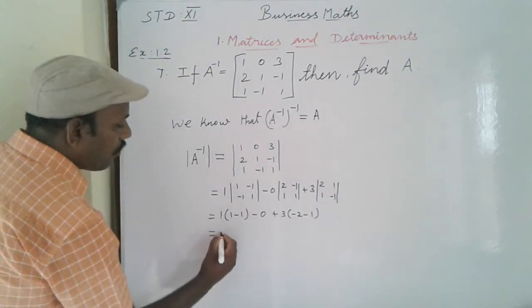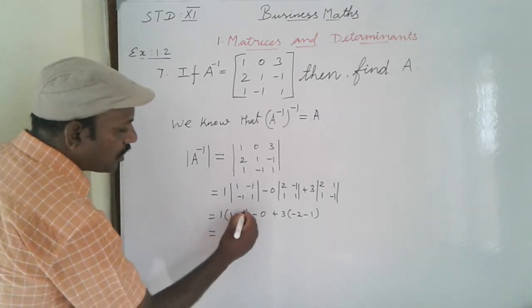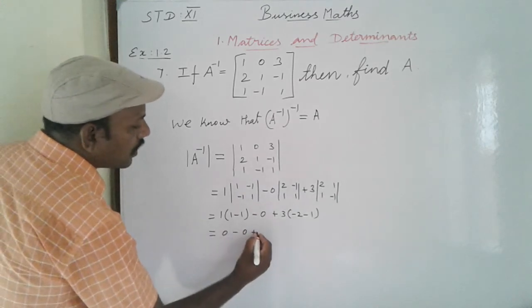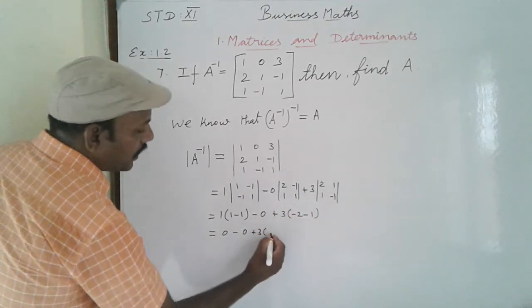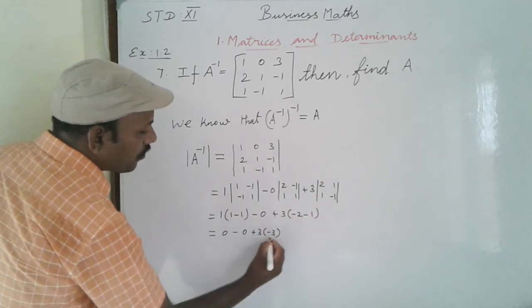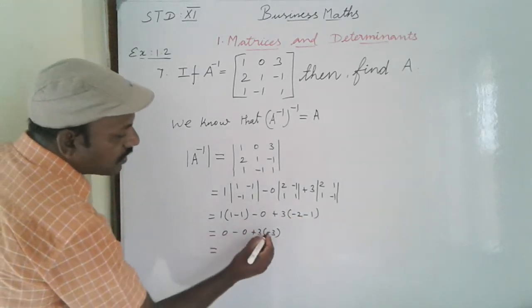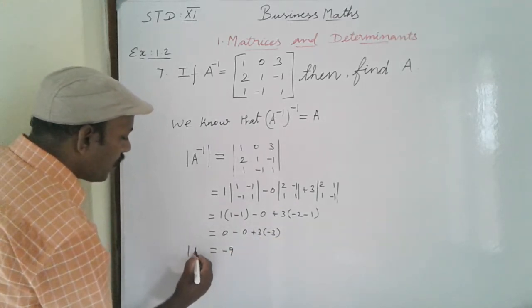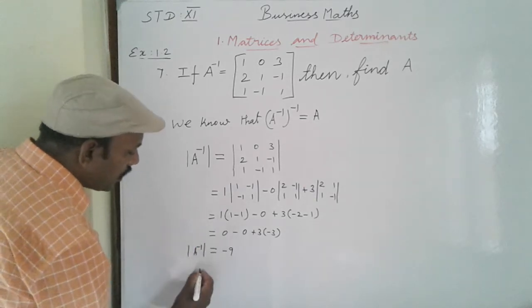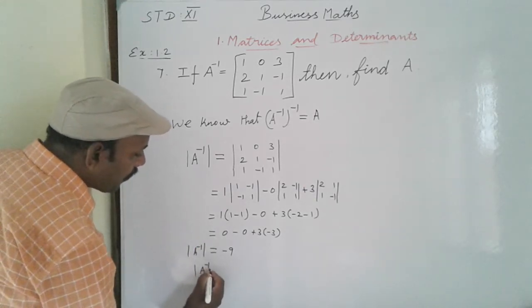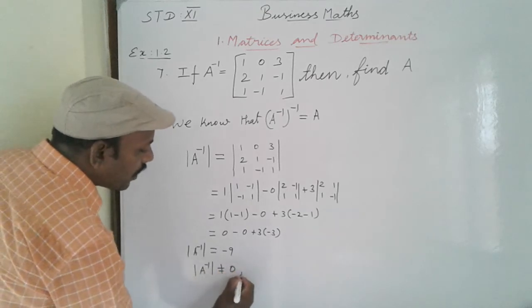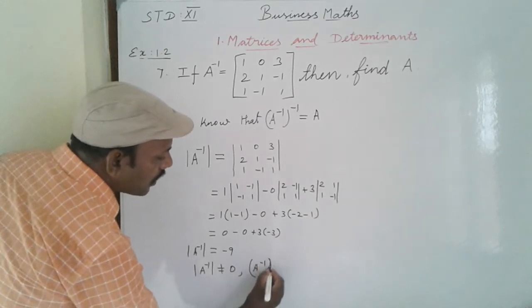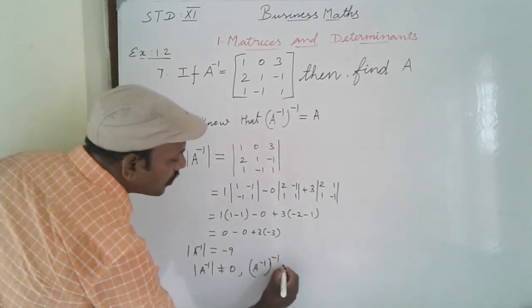Equal to 1 into (1 minus 1 is 0), 0 into 1 is 0. Minus 0 plus 3 into minus 3, since 2 minus 1 is minus 3. Equal to 0 is left out. 3 into minus 3 is minus 9. This is the determinant of A inverse. So the determinant of A inverse is not equal to 0. Therefore (A inverse) whole power inverse exists.